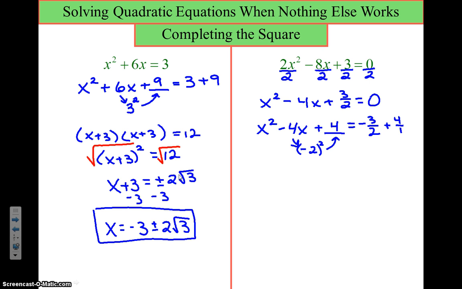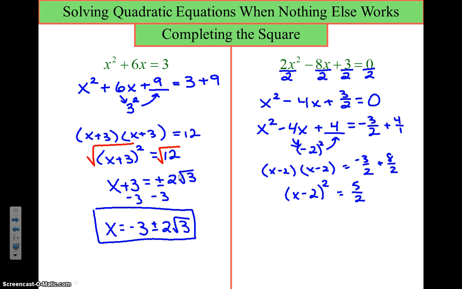When I complete the square, this gives me that perfect square trinomial. It can be factored into the same binomial squared. So that left side becomes x minus 2 quantity squared. Here I've got negative 3/2 plus 4, but what I'm going to do is change it to have a common denominator, and so that means I'm going to be adding 8 halves to negative 3/2. And so that gives me a positive 5 over 2.